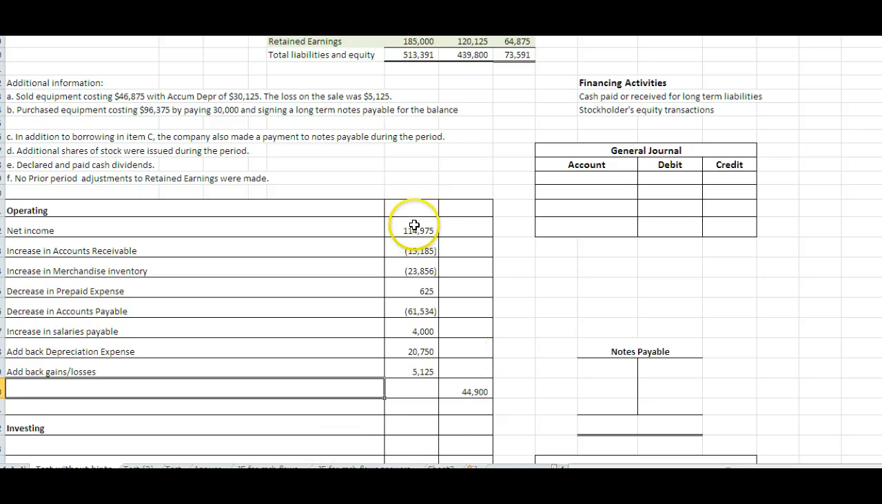Alright, and then when I sum up from net income all the way down, I get that my net cash provided by operating activities is $44,900.